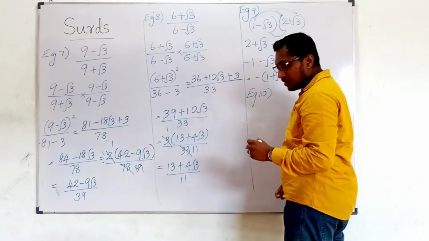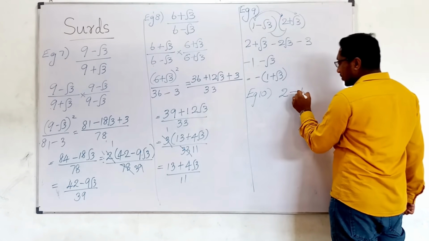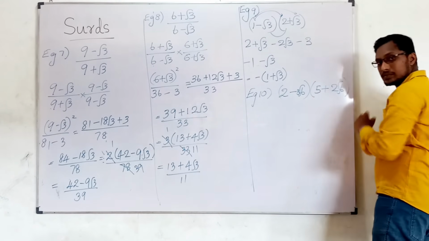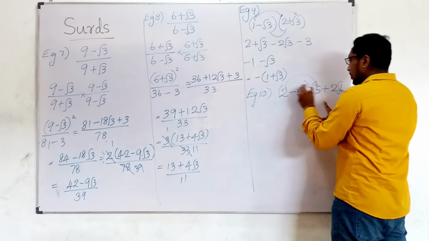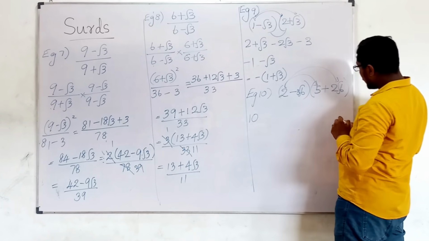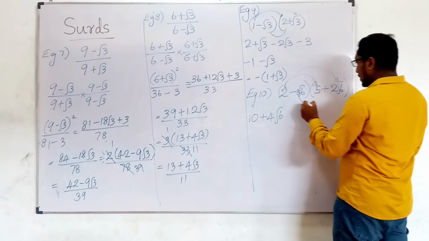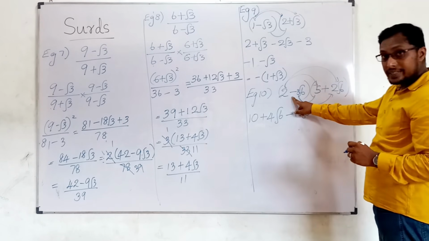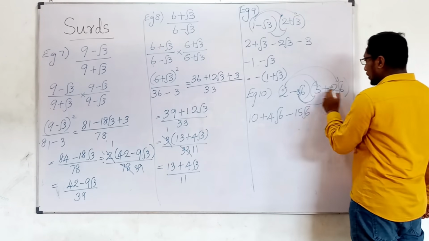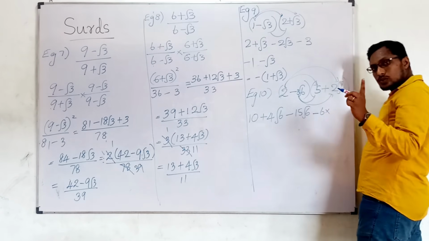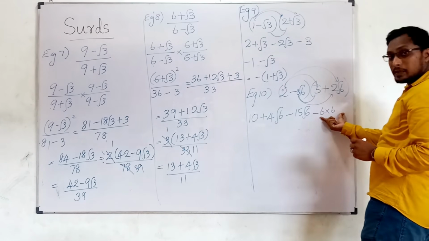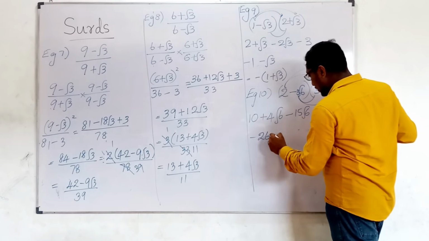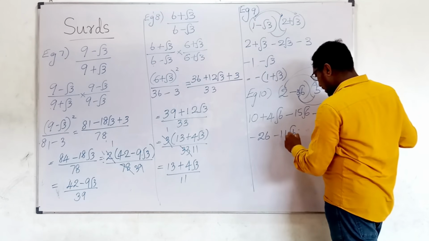And the final one, example number 10. Again we have to expand the bracket. 2 minus 3 root 6 times 5 plus 2 root 6. 2 times 5, 10. 2 times 2 root 6, 4 root 6. 3 root 6 into 5, minus 15 root 6. Minus 3 into 2 root 6: 2 times 3 is 6, and root 6 into root 6 is again 6, so it will be minus 36, right? 10 minus 36 is minus 26. 4 minus 15 is minus 11 root 6. Again I will take the minus sign out.